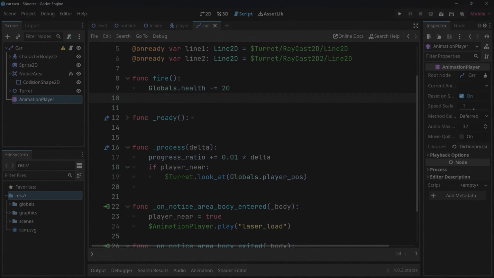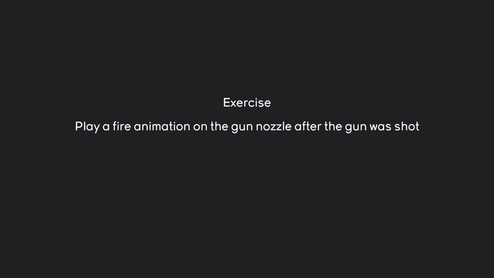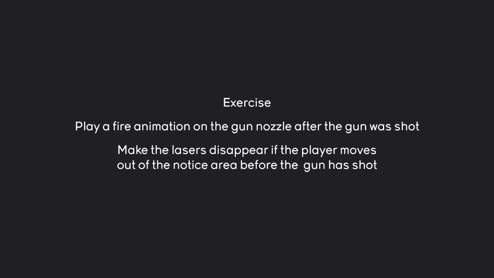This can be an exercise. There are two things I want you guys to work on. Number one, there should be a fire animation on the gun nozzle once the gun was shot. You can do all of this either via the animation player or via tweens. Both would be perfectly fine. Inside of graphics, if you look at the explosion folder, there's a gun.png file. This is what I have used, but you can use whatever you want in here. Besides that, if the player is leaving the notice area before the laser has been loading, I want you guys to unload the laser, meaning the width should go back to 0 from whatever current position it has. Pause the video now and try to figure all of this out.